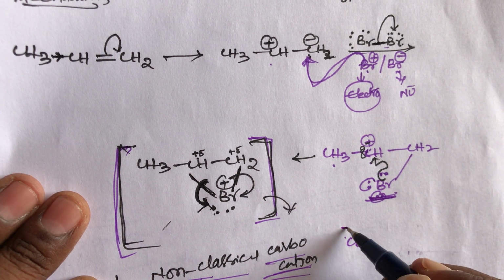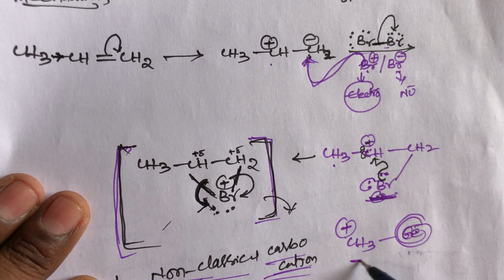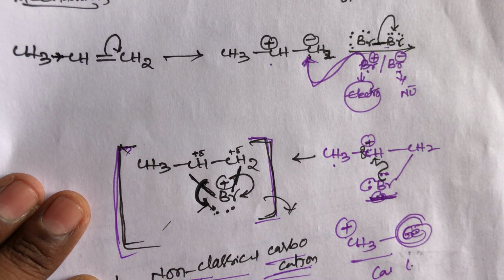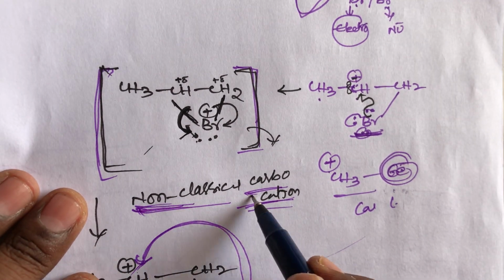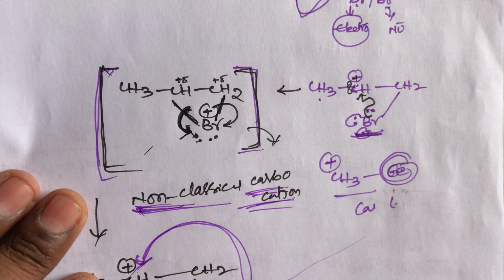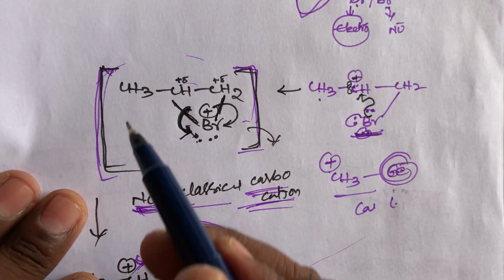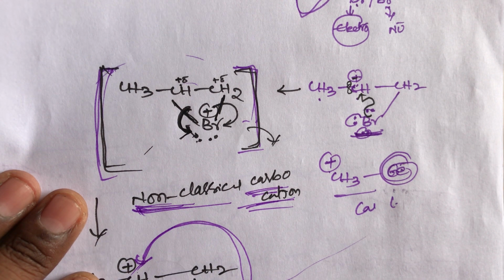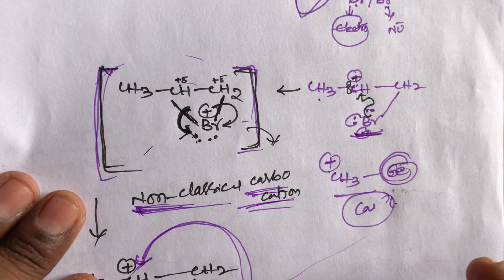Now take the example CH3+. This CH3+ contains only 6 electrons, so it is called a classical carbocation. Classical carbocation means less than 8 electrons. Non-classical carbocation, simply remember student, is a carbocation having a complete octet. This intermediate complex has a complete octet, CH3, CH, CH2 and Br+, everything is octet. So that's why it is called a non-classical carbocation. Classical carbocation means less than 8 electrons, for example CH3+.